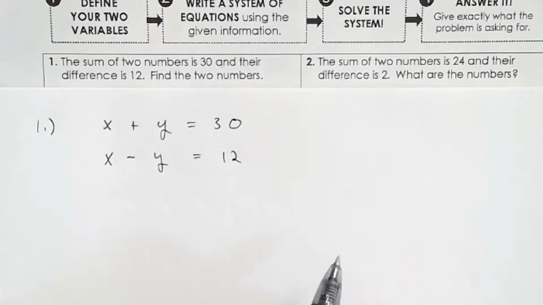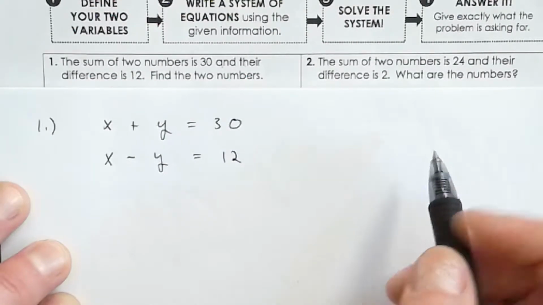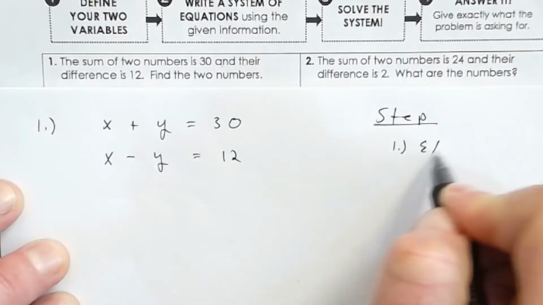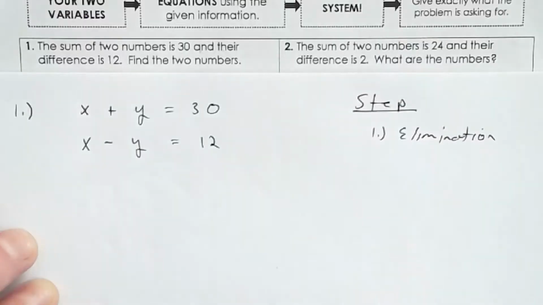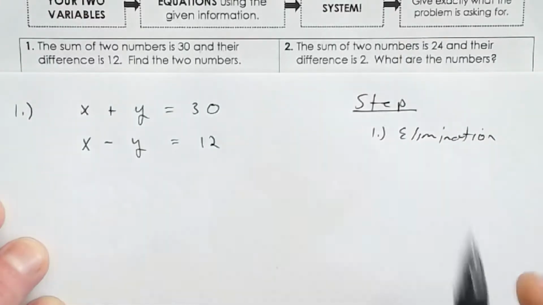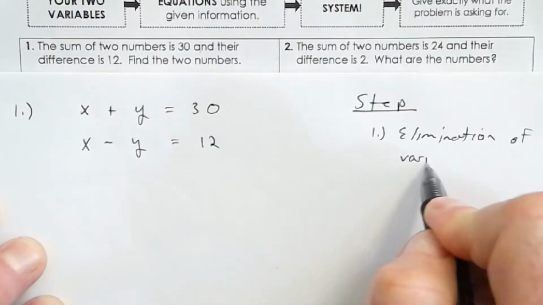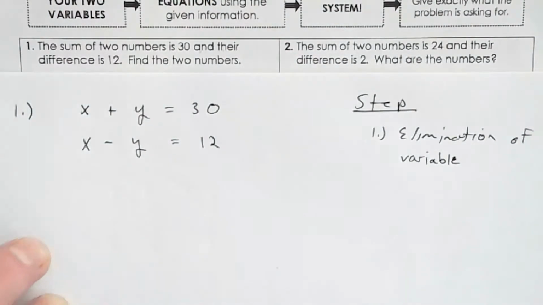So now we have our system. This is back to what we've been working with. This looks very similar to what we've had. So what do we want to do first? Elimination. We want to eliminate a variable. Which variable would be the best one to eliminate? Y.